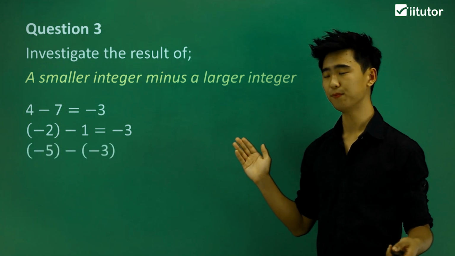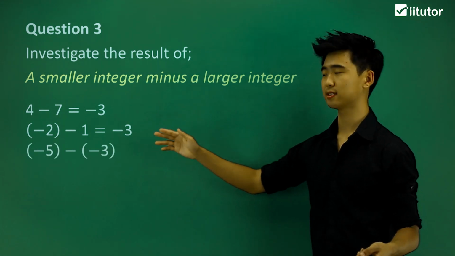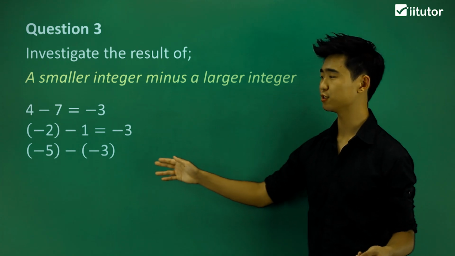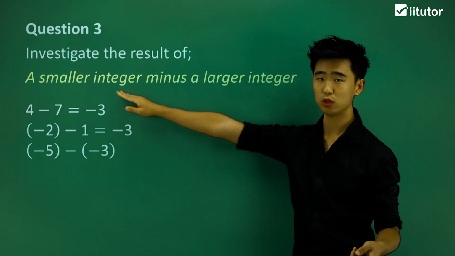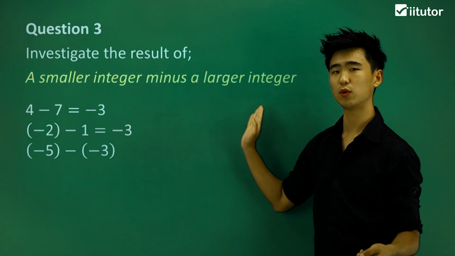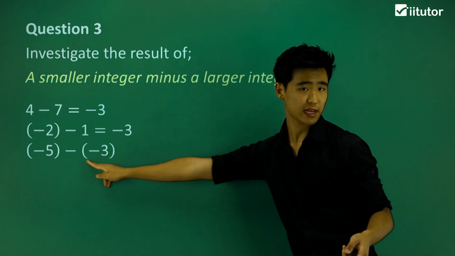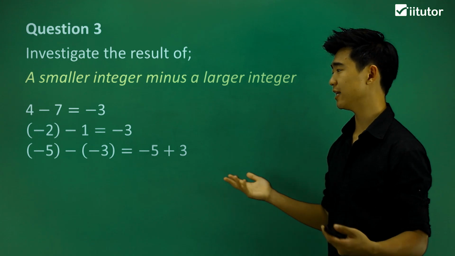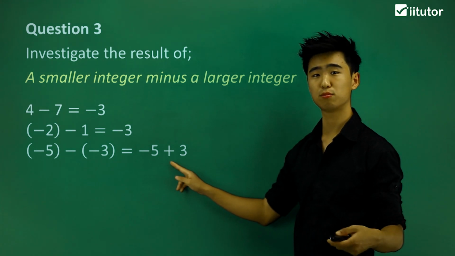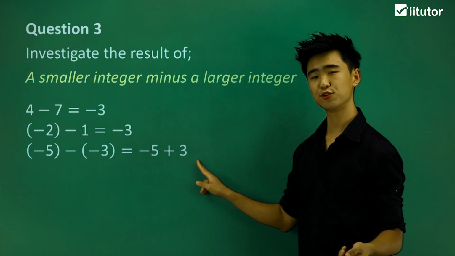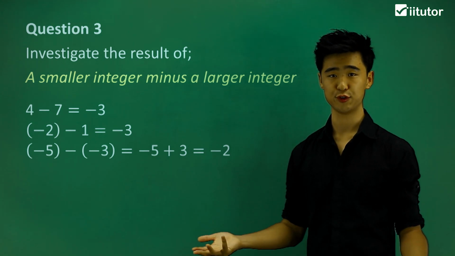Let's try one more. Negative 5 minus negative 3. Negative 5 is my smaller one, and negative 3 is my larger one. What result would this give me? Again, we have a negative and a negative together. That changes it to a positive sign, or a plus. So these two together will give me a negative 2.